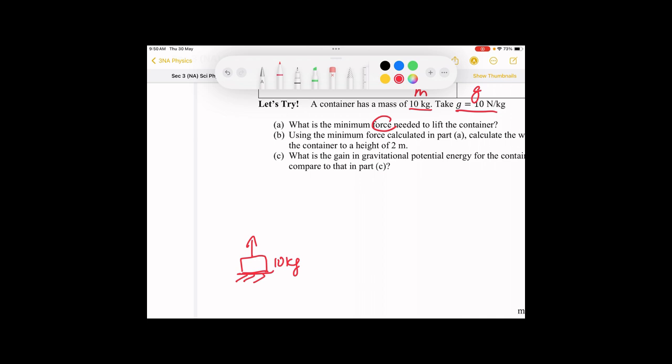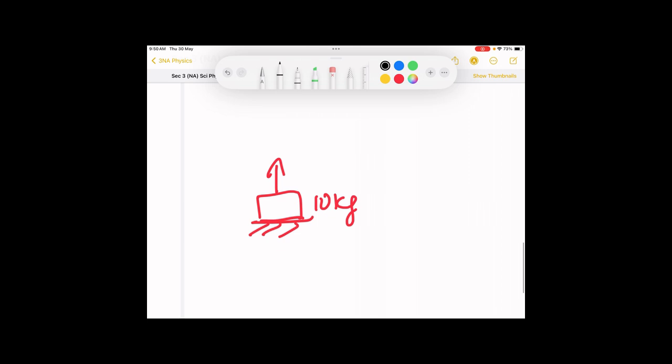Why do we even need a force to lift it up? By common sense, you should know that because this object has a weight, there is a gravitational force pulling it down, right? So we recall that gravitational force W equals mg. Since this is on Earth, this is 10 multiplied by 10 to give you 100 newtons. Now, this object has a force of 100 newtons, which means that minimally I need another 100 newtons to start pulling it up.